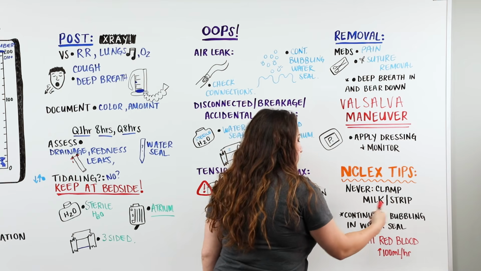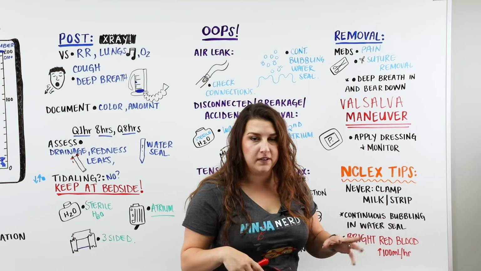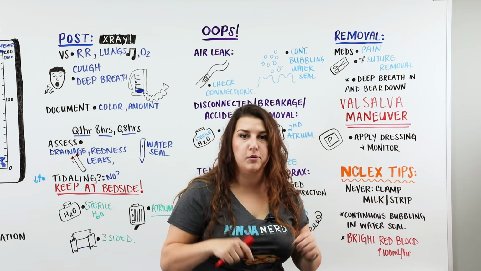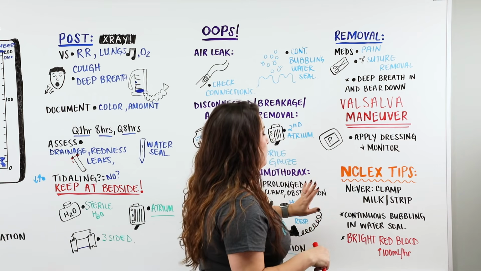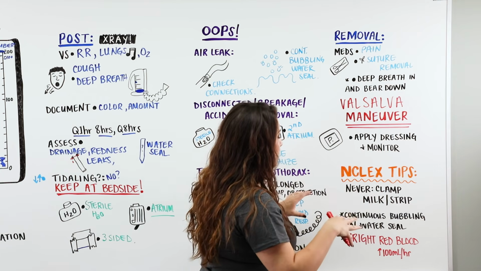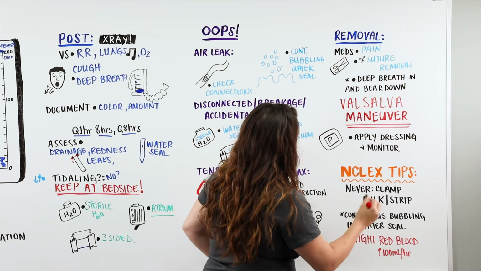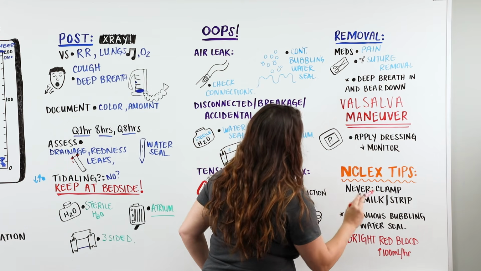Remember, continuous bubbling in the water seal. If there is bubbling in that water seal, there's an air leak somewhere, and we want to make sure we're checking on it, and we do the immediate interventions that are going to help us with this. So remember, this is not good.